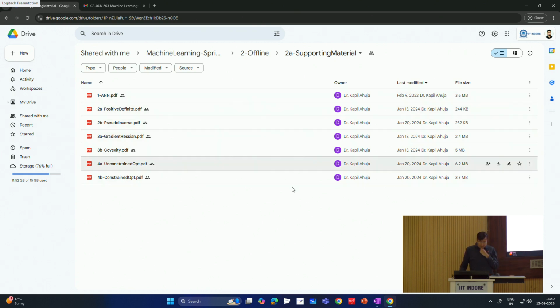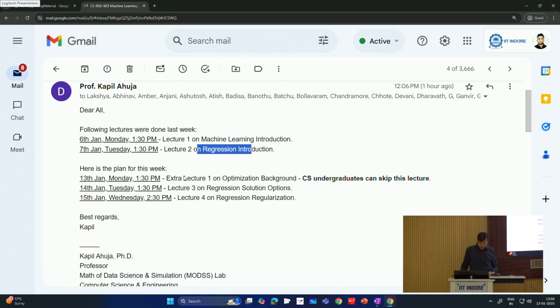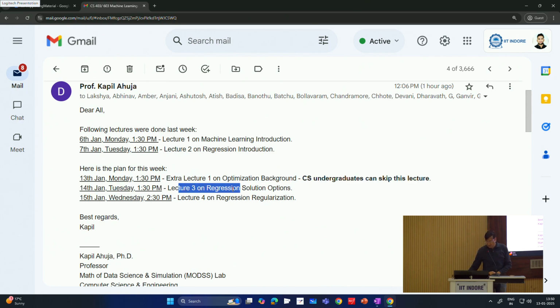Okay, so like I said, we did lecture 1, the intro on machine learning, and then the regression introduction, where we did one simple regression as well besides correlation. And of course, now the question was multiple linear regression, which we had started, and how to solve it numerically in closed form, and then regularization.